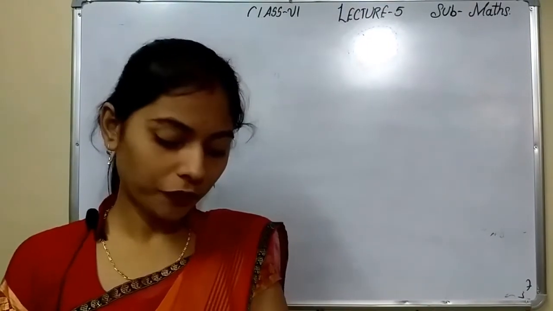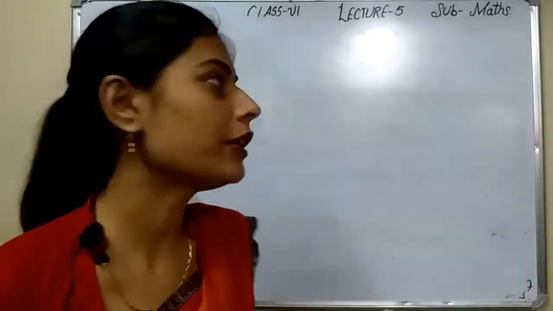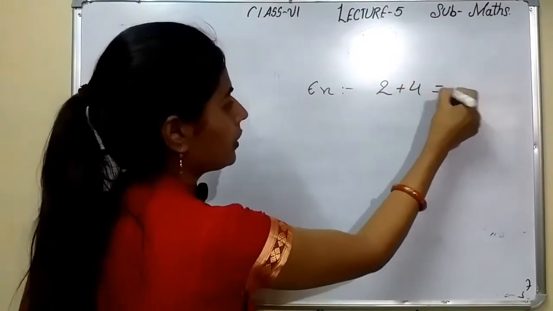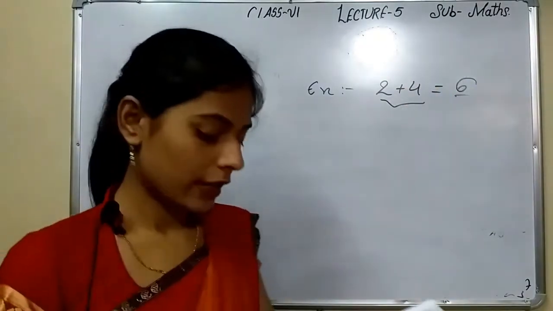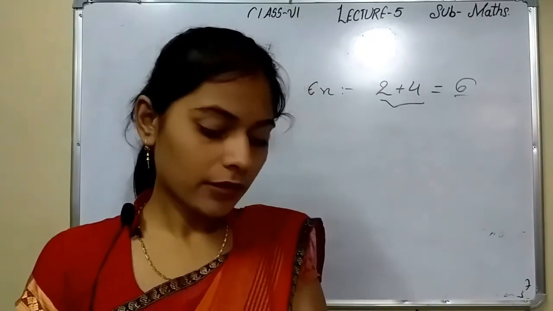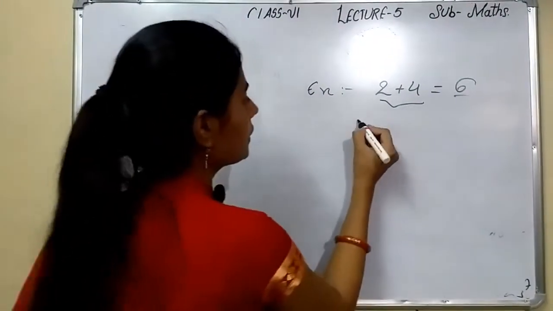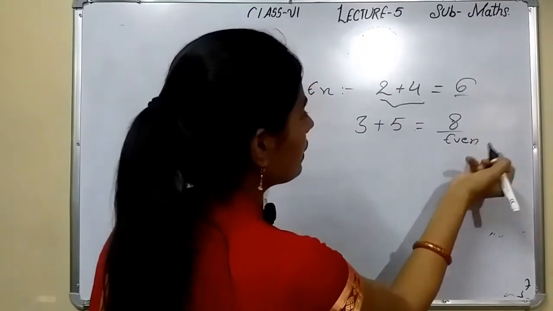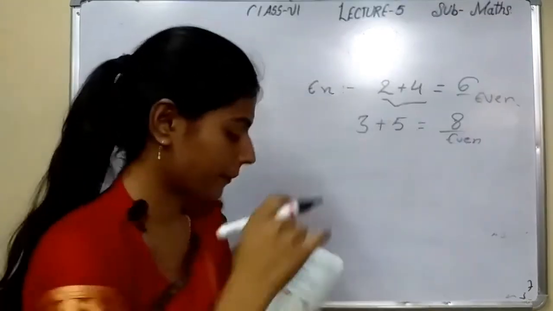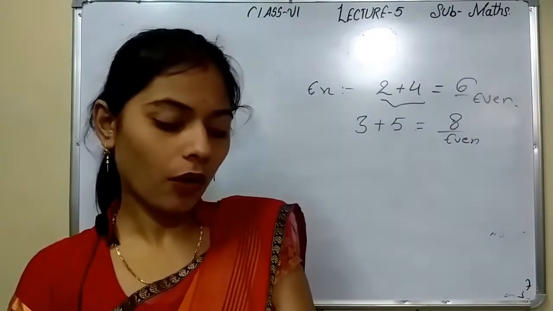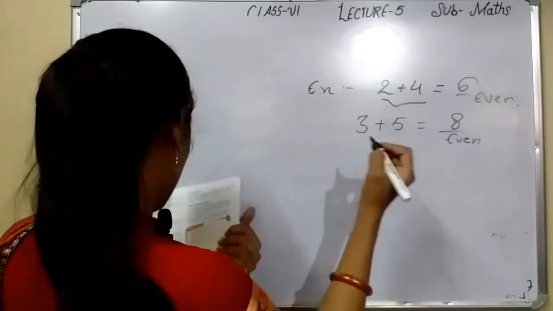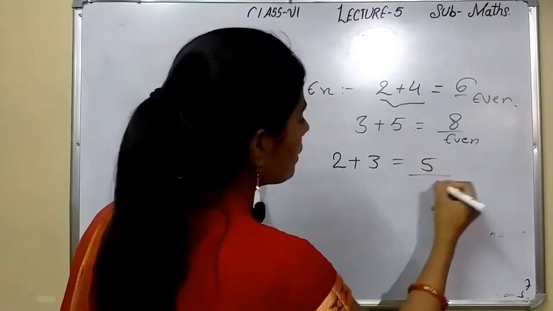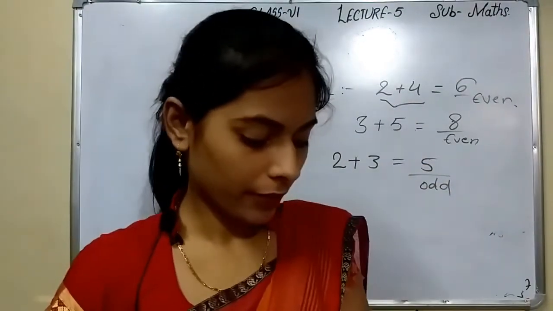I will explain you. The sum of two even numbers is always even. For example, 2 plus 4 comes 6. 6 is also an even number, so your answer is even. The sum of two odd numbers is always even, means 3 plus 5, or 5 plus 3, that is 8. 8 is also an even number. Now see, the sum of an even and an odd number: 2 plus 3 is 5, that is an odd number. It is always odd.